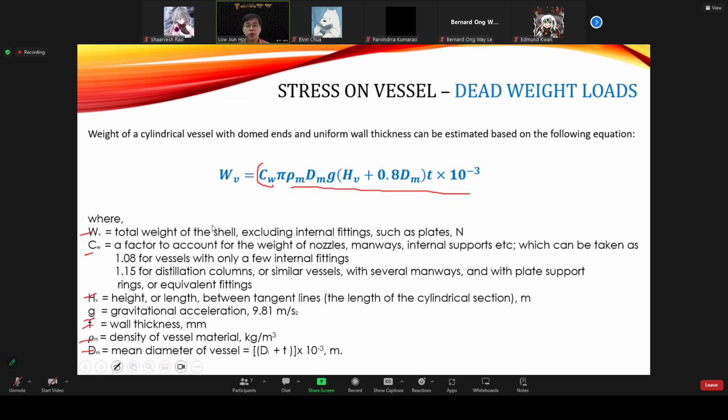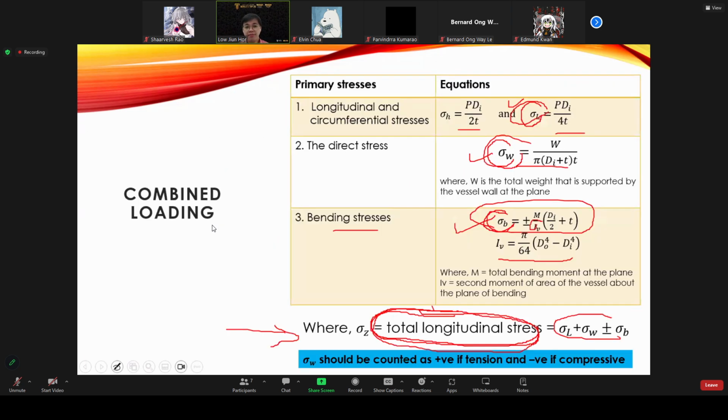Okay, and all the variables, you can consider the definition and also the constants that are given here. So later tomorrow in our tutorial question, I will try to explain in further detail how to apply the equation here. But at this stage, you have to know this one we call dead weight load. It means that we are going to use the equation here to estimate the weight of our pressure vessel.